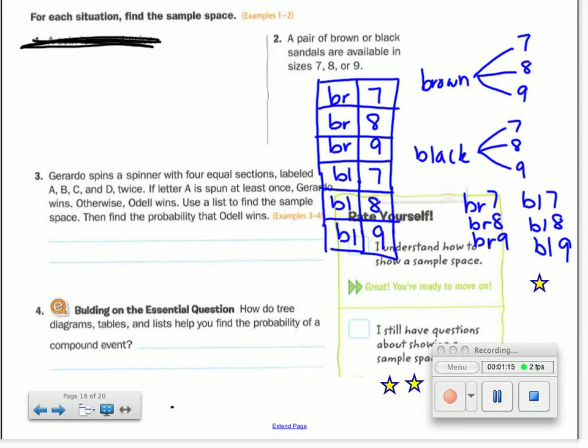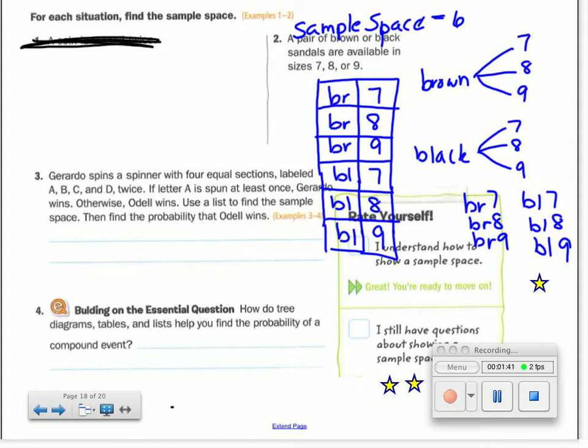Either way, whether you do a chart or a tree diagram, what is your sample space for this one? Yeah, 6. So your sample space equals 6. Nicely done. Any questions on that one? Nope. All right. Going on.